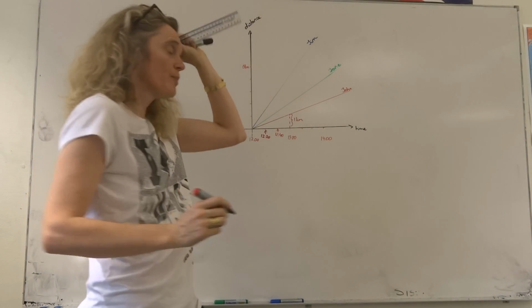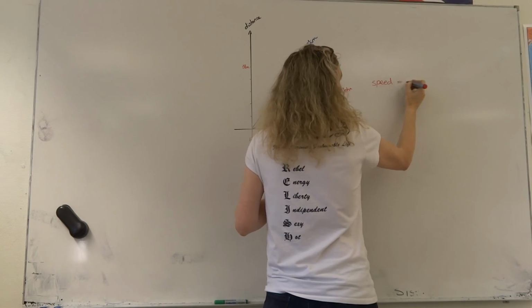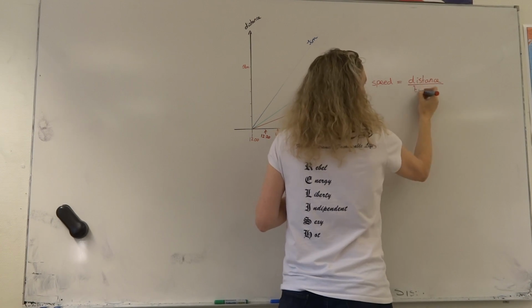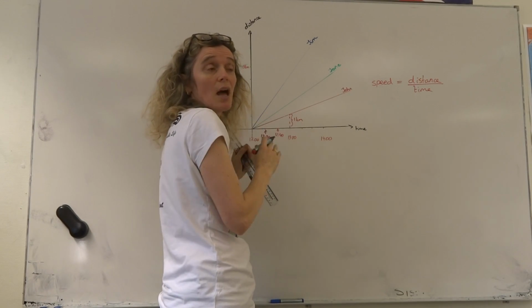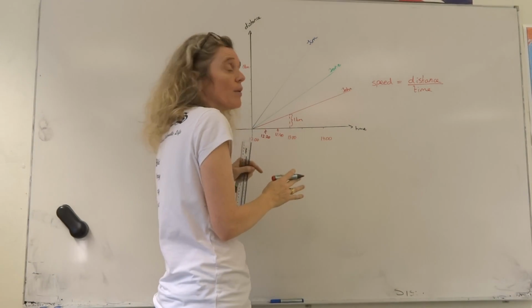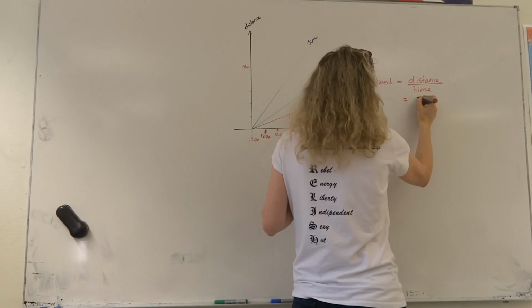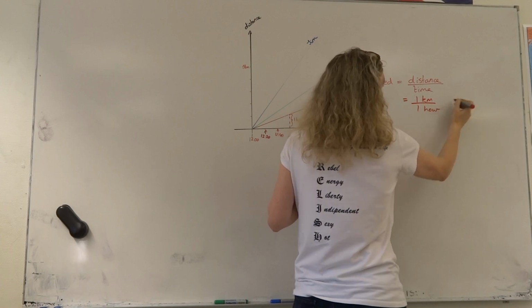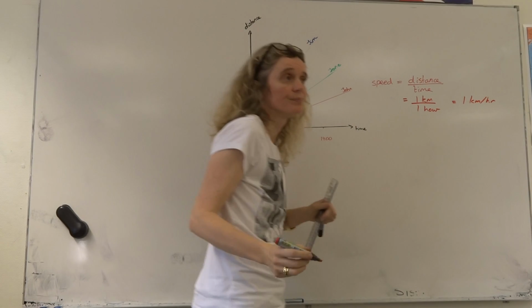So what was John's speed? John's speed, we know, is defined as distance over time. And we can see that it's constant. It's constant because it's a straight line. He's not going faster, slower, faster, slower. He's keeping the same speed over the time. And he's travelling a distance of 1 kilometre over a time of 1 hour. So his speed is 1 kilometre per hour.